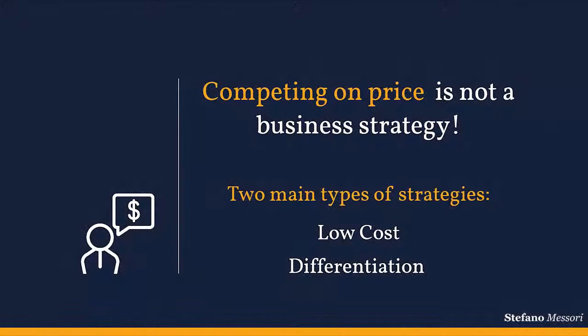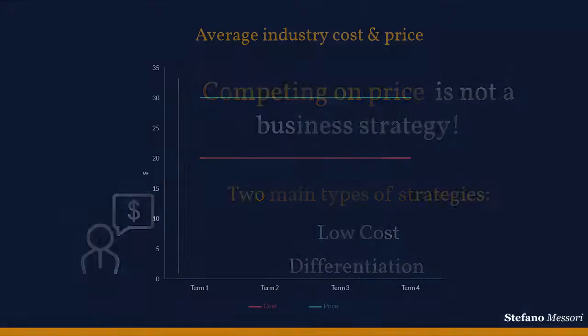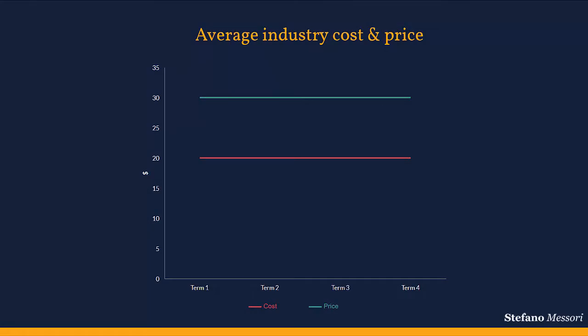The first step in order to understand the relationship between the prices that a company is charging for its product and services and its strategy is by estimating the average cost and the average price for that particular product in the industry. In this graphic, the red line represents the average cost of the manufacturer in the industry, and the green line represents the average price for that particular product in the industry.